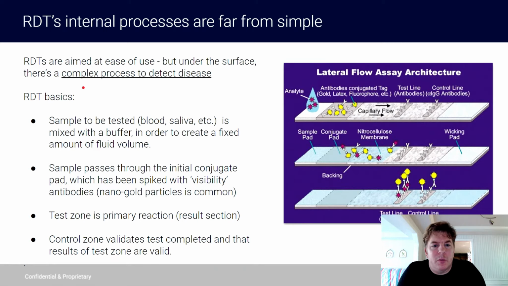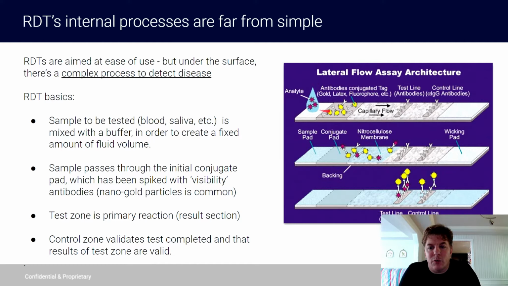And now we'll move into how RDTs work internally. They're obviously quite small by design, but they actually do have a pretty complex process that's going on underneath to detect disease. So if you look at this chart over here, basic process moves from left to right in kind of a pipeline fashion, and starting with the left, you end up submitting your blood or saliva solution that gets mixed with a buffer solution, and that creates a fixed amount of fluid volume.